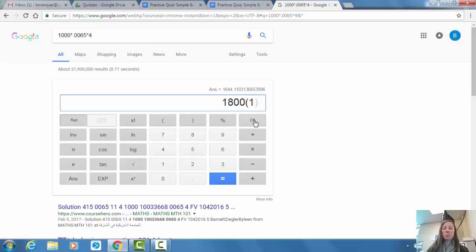1,800, parentheses, 1 plus 0.033. Here's my power button, and to the 8th power. So for 8 years, you can guess that it's going to be more than this. It's a decent interest rate amount, and in 8 years, her investment is worth $2,333.86. We round again.